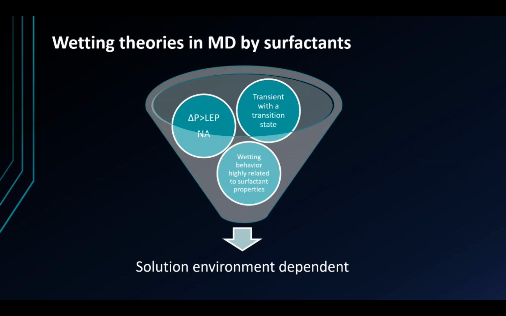Although surfactants could lower the surface tension of the solution, recent studies suggested that the wetting criterion of the transmembrane pressure being higher than the liquid entry pressure might not be applicable in surfactant-induced wetting. In the surfactant-induced wetting case, wetting is not instantaneous, it's transient, and wetting behavior is highly related to the surfactant properties. This could mean that solution environment is critical to determine the wetting behavior of the membrane.